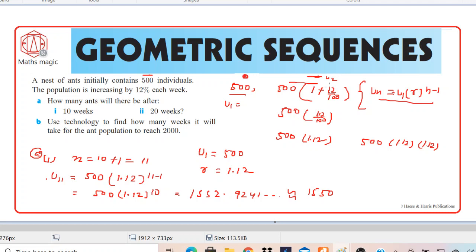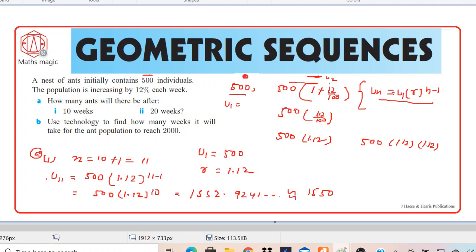Usually students get confused with this. They treat this initial population u1 as the population at the end of the first week, but be careful, this 500 is not the population at the end of the first week. The population at the end of the first week is 500 times 1.12, as I told you how we get 1.12. Hope this is clear.